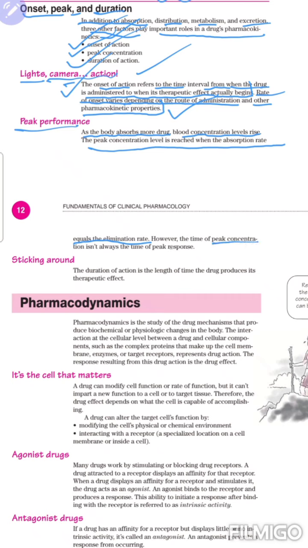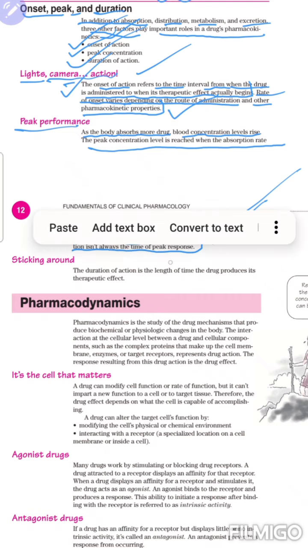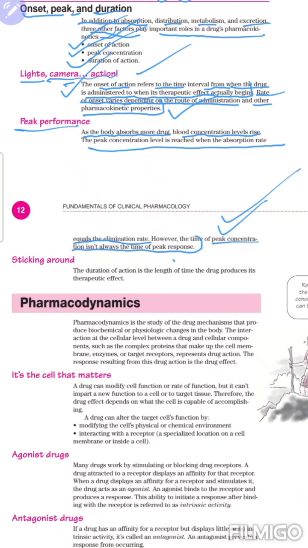However, the time of peak concentration is not always the time of peak response. It's very important. It doesn't mean that the time of peak concentration is the time when the peak response is achieved. It's not like that. It means that the time of peak concentration of the drug is not always the peak response of the drug.